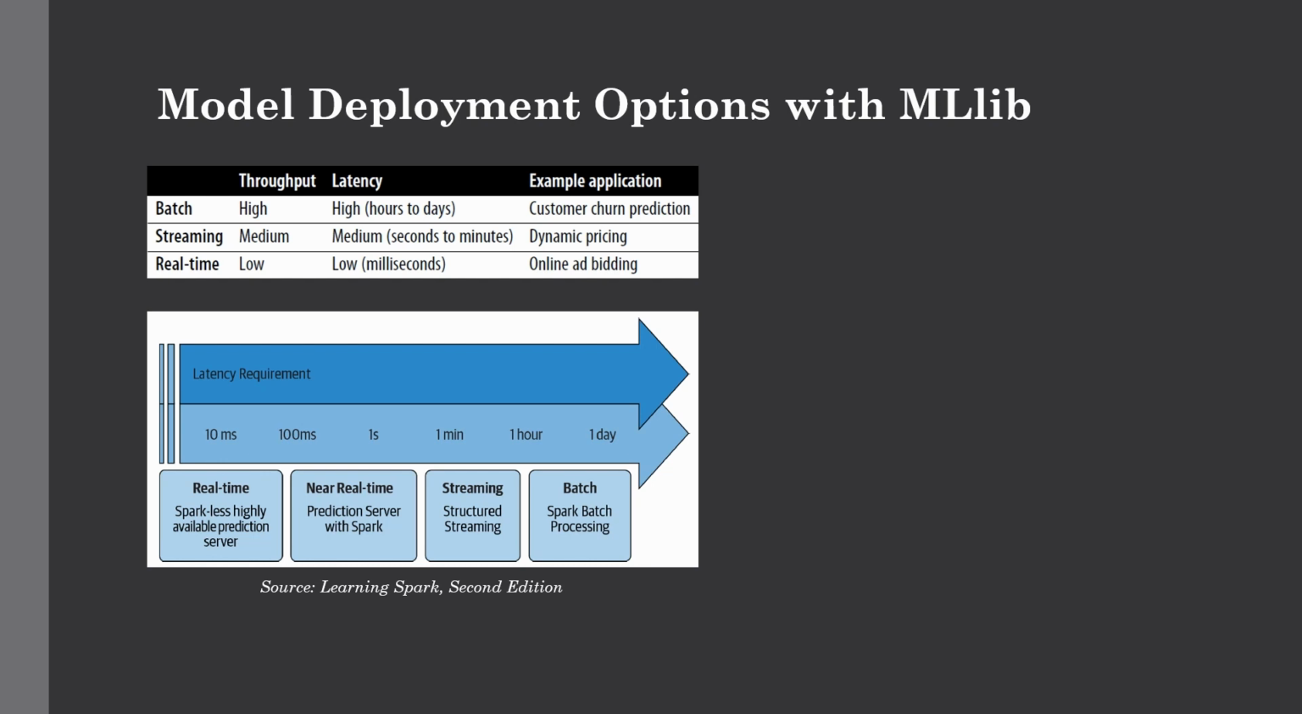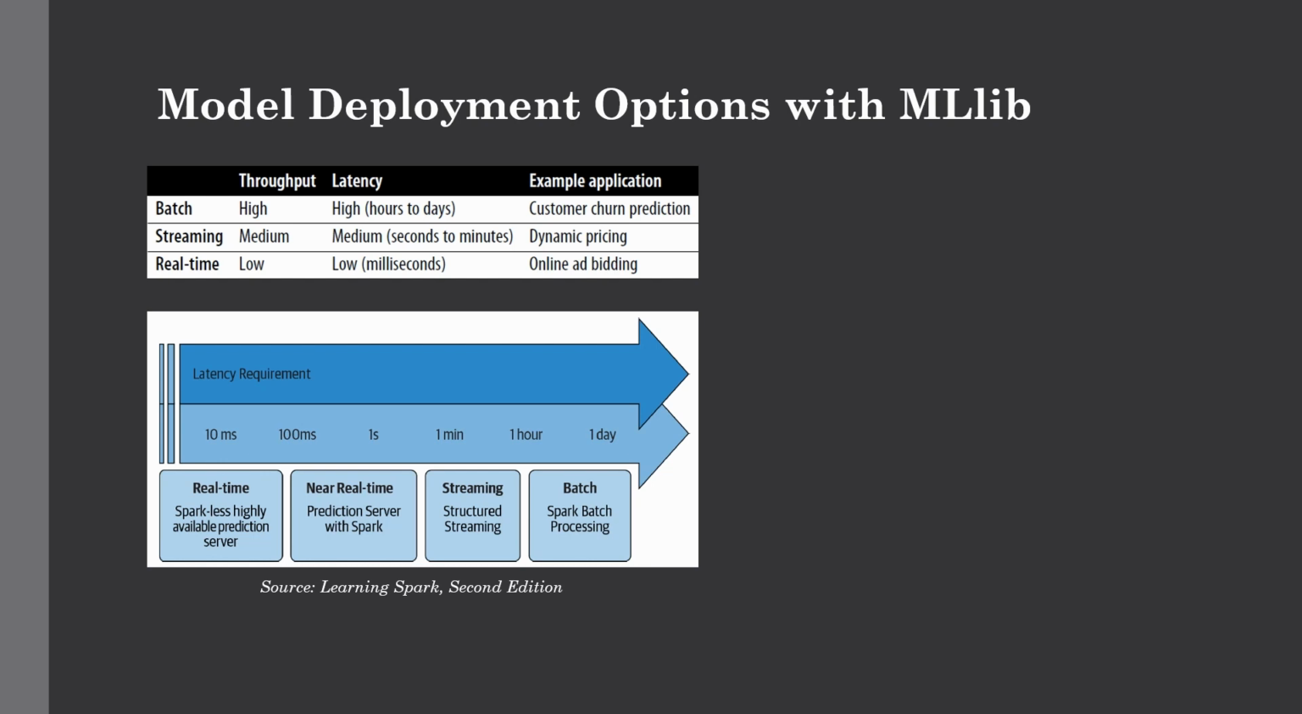So it could be a batch job, streaming, real time or an embedded job. Deploying models on an embedded system is outside of the scope of our Spark course. We will focus primarily on the 3 options which are available. The first table that I have given here will show you the throughput and latency trade-offs of these 3 deployment options, which are batch, streaming and real time.